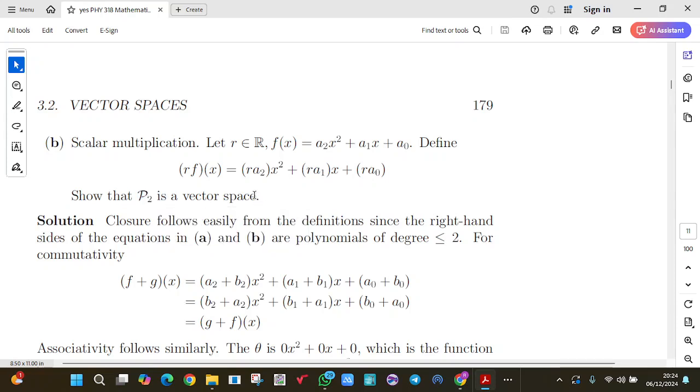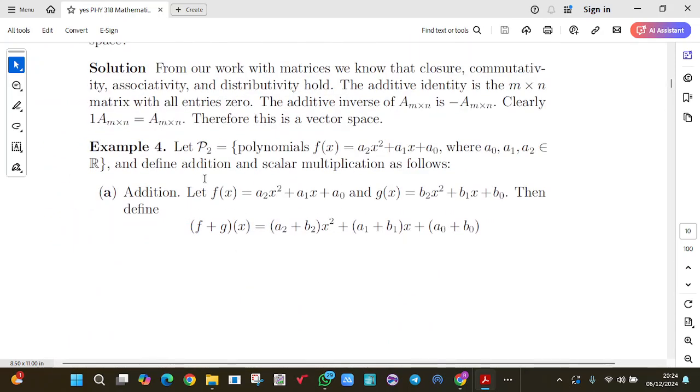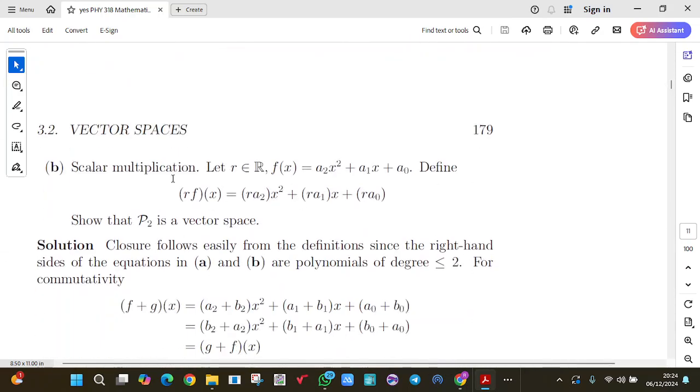So if I ask you to do P4, is it a vector space? You will know what to do, right? Just test these two for me. Whenever I ask you, just do the two. Do the closure, and then you do what? The scalar. You're good to go.